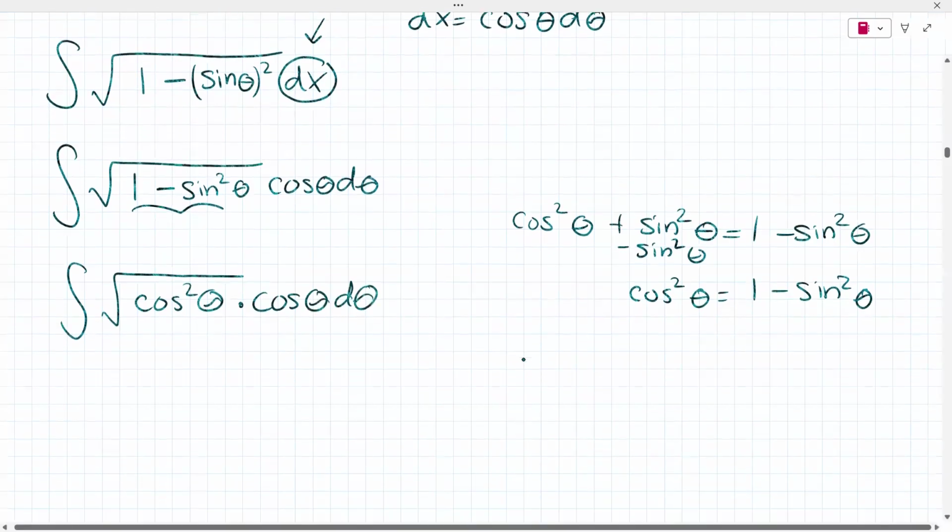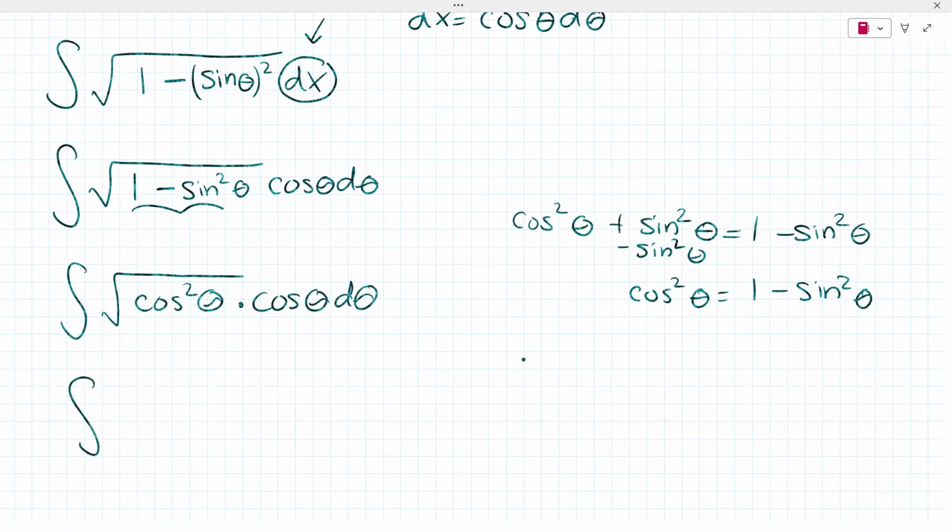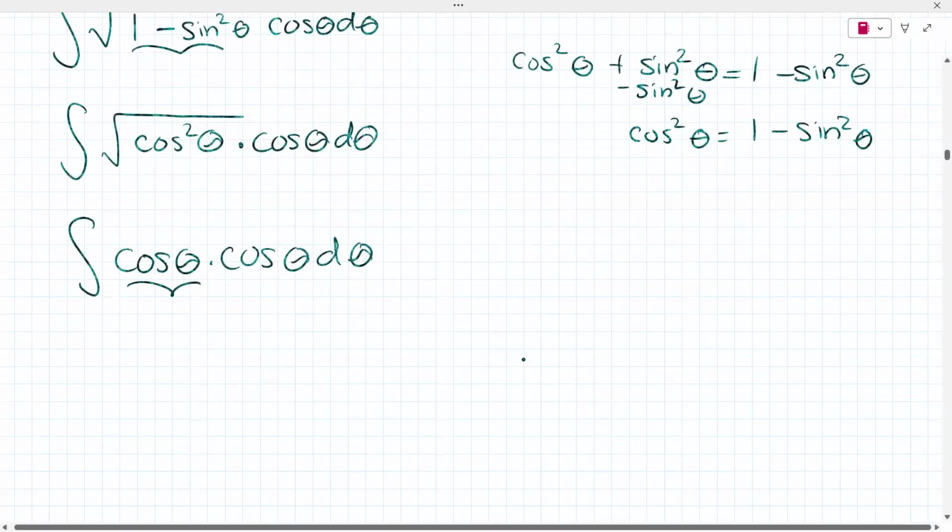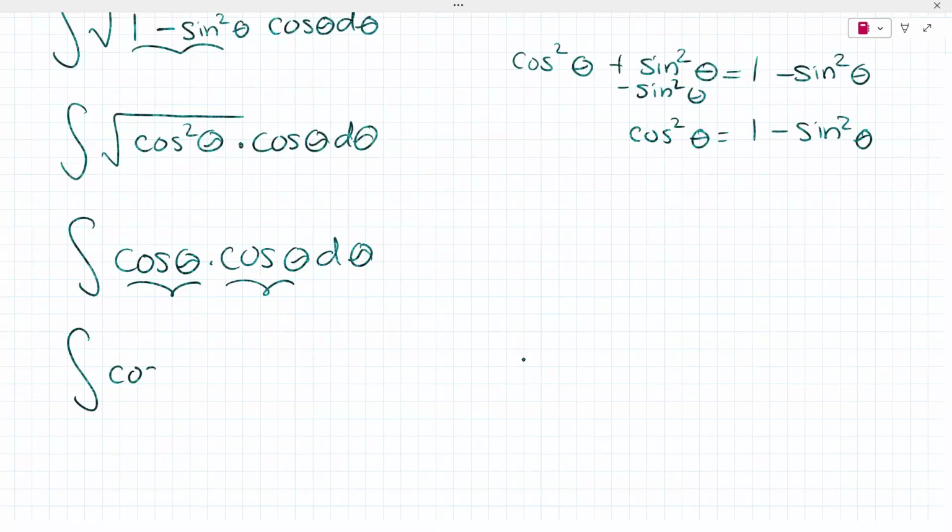Now what can I do next? Well, I know the square root of cosine squared theta is just going to be cosine theta. So it's going to be cosine theta times cosine theta d theta. Okay, and then keep on simplifying. Cosine theta times cosine theta is cosine squared theta d theta. And use your identity. If you recall, cosine squared theta can also be expressed as this.